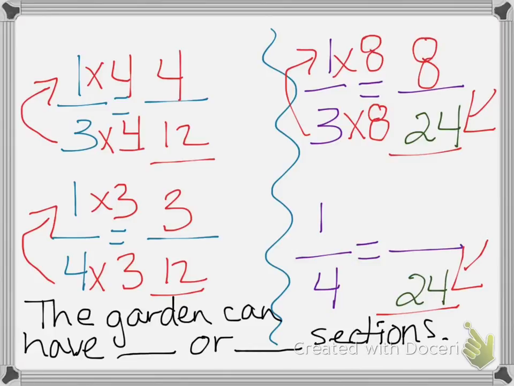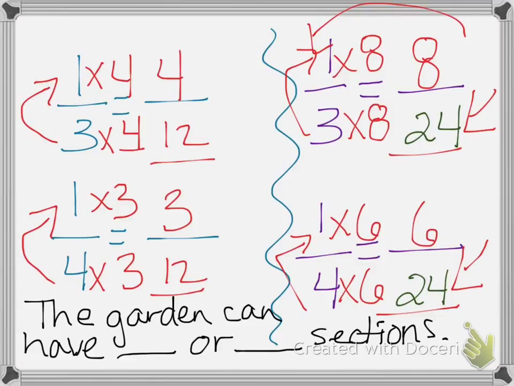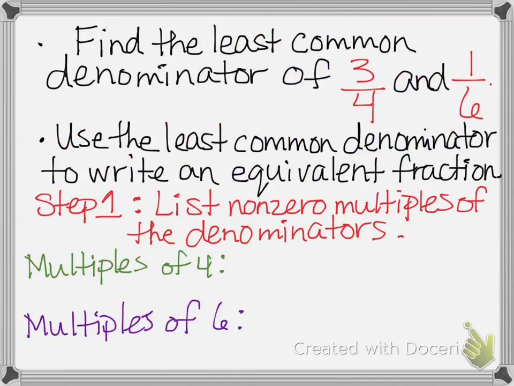8/24ths is an equivalent fraction to 1/3. 4 times what equals 24? 6. So whatever we do to the bottom, we do to the top. So 1 times 6 equals 6, so 6/24ths. So the garden can have 12 sections like our previous problem or 24 sections. Let's move on to the next slide.